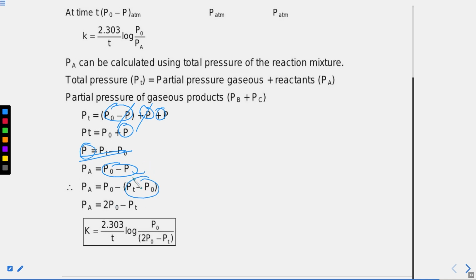So P naught minus PT minus P naught. That would finally give us 2 P naught minus PT. That is PA. Once we have our concentration at time t, and the initial concentration P naught, we plug all those values in and that gives us 2 P naught minus Pt. So K is equal to 2.303 by T log P naught by (2 P naught minus Pt).